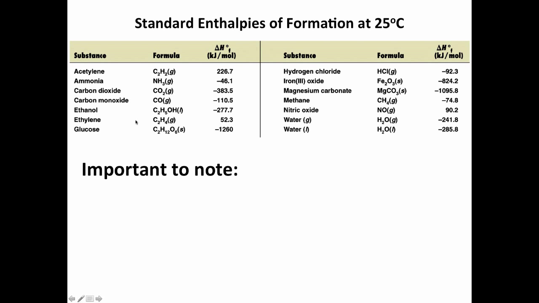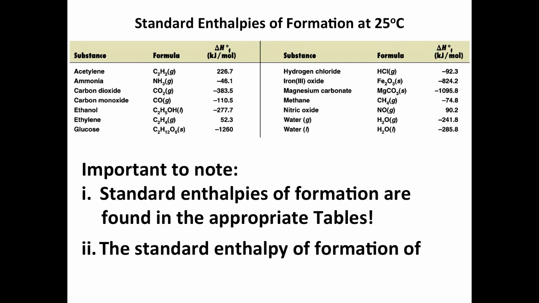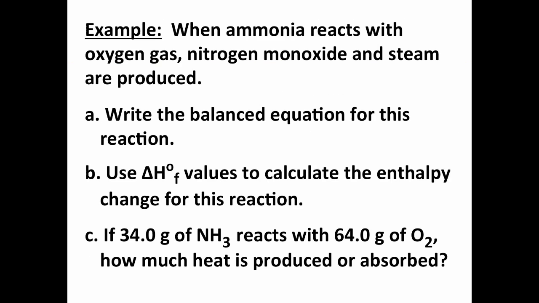Now, a couple things that are important to note. One is standard enthalpies of formation, as just noted, are found in tables, so we can usually look them up. They are very specific. For example, the delta H of formation of H2O gas and the delta H of formation of H2O liquid are not exactly the same. So we have to be very careful about phases and getting the exact substances right. And then the other thing is that the standard enthalpy of formation of an element in its most stable or standard form is 0.